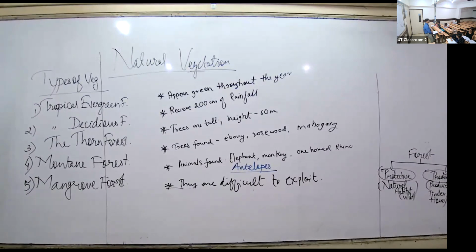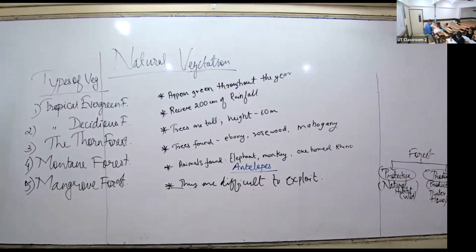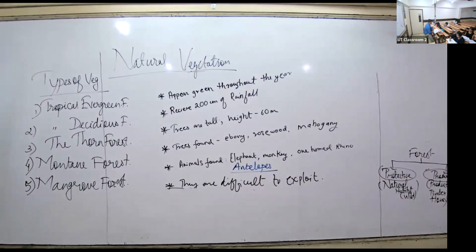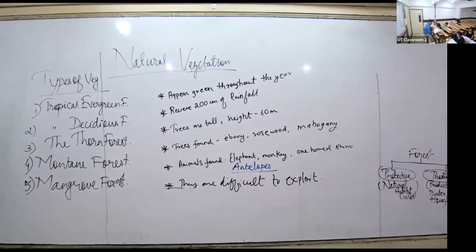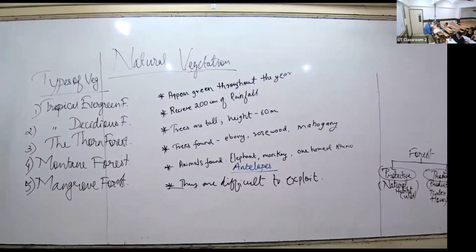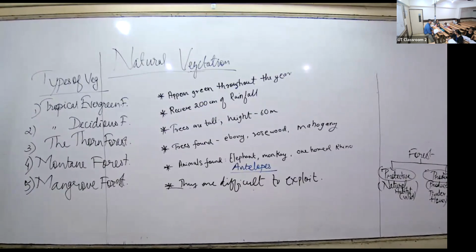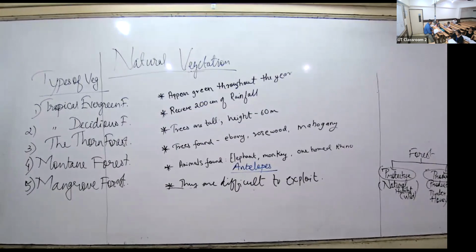Regions receiving rainfall between 200 to 100 centimeters. Next point, say heading. Found along the foothills of the Himalayas. Foothills, F-O-O-T. Now always you have to get it in the pen notebook. Next time I won't say. Foothills of Himalayas, Chhattisgarh, Jharkhand, Odisha. You read Odisha.